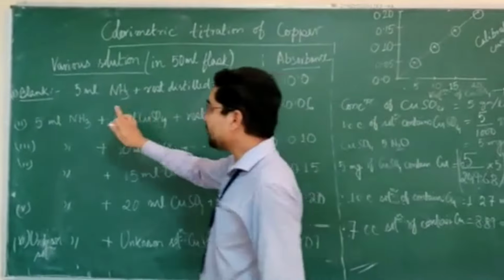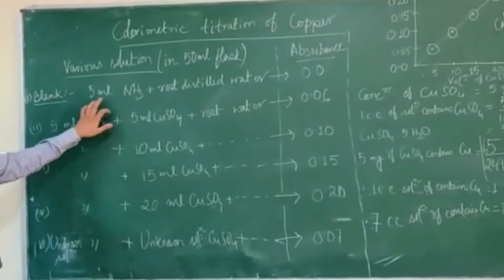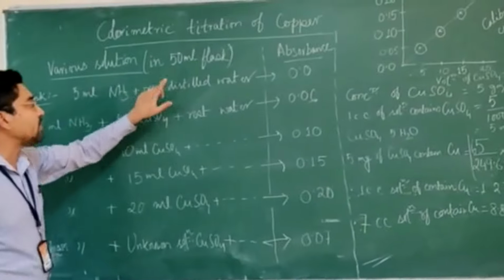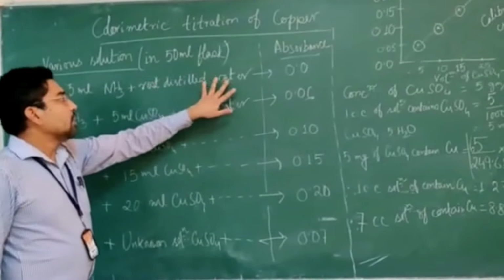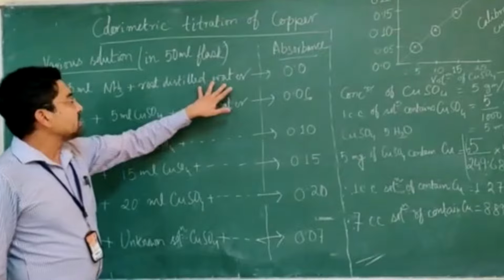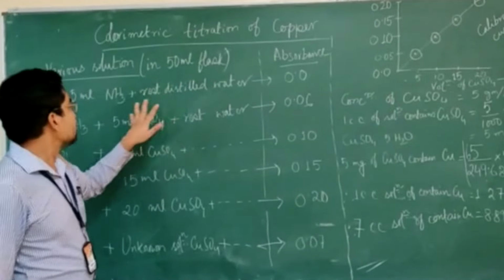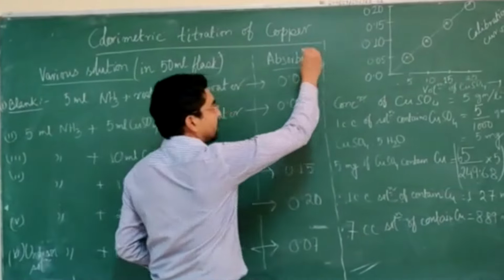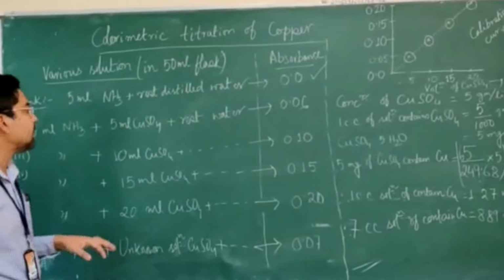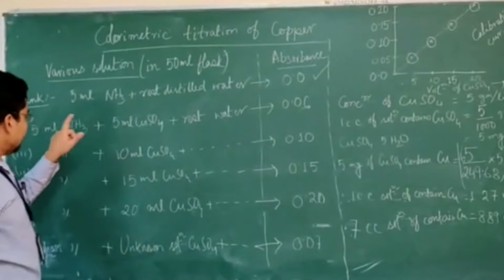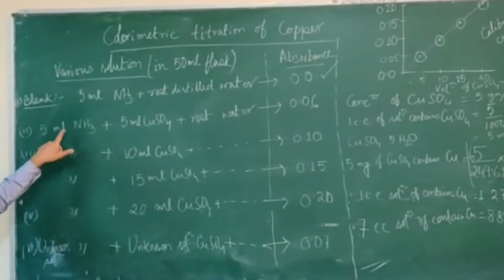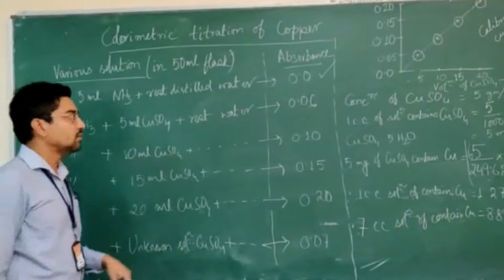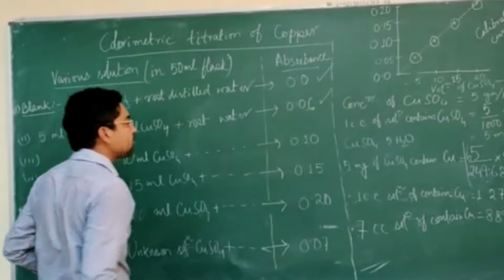First, as I told, I have taken the blank solution that is prepared by adding 5 ml ammonia to a 50 ml volumetric flask, and the rest of the volume is occupied by water. I prepared this solution, then measured the absorbance value. I set it to 0 because it is a colorless solution. Then the next solution I have taken in another volumetric flask: 5 ml ammonia, 5 ml copper sulfate, and the rest water. We observe that the measured absorbance is 0.06.